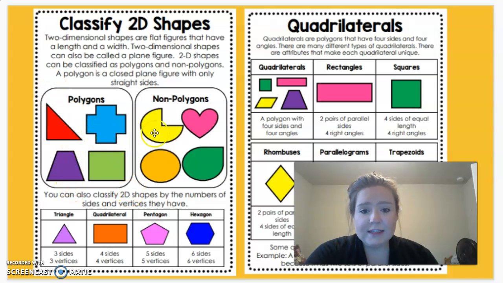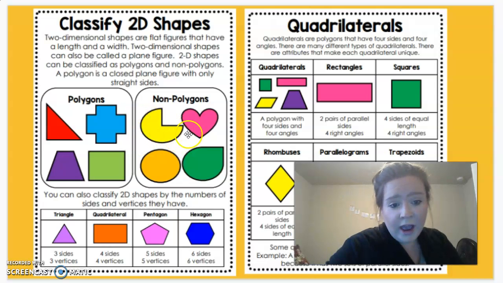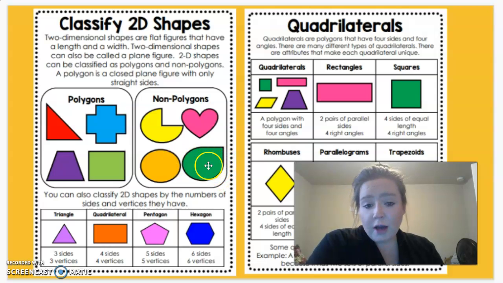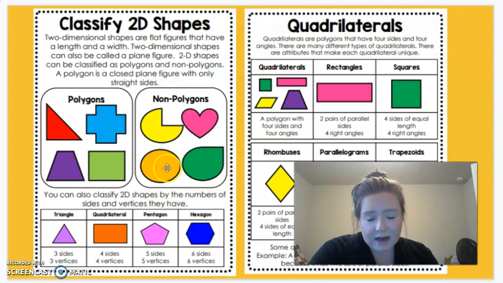Non-polygons. This little Pac-Man, while it does have 2 straight sides, the rest of the figure is not straight. It is curved, so that makes it a non-polygon. You have a heart, and your heart does not have any straight sides. This looks like a raindrop. It doesn't have any straight sides, and then you have a circle down here that doesn't have any straight sides, okay?